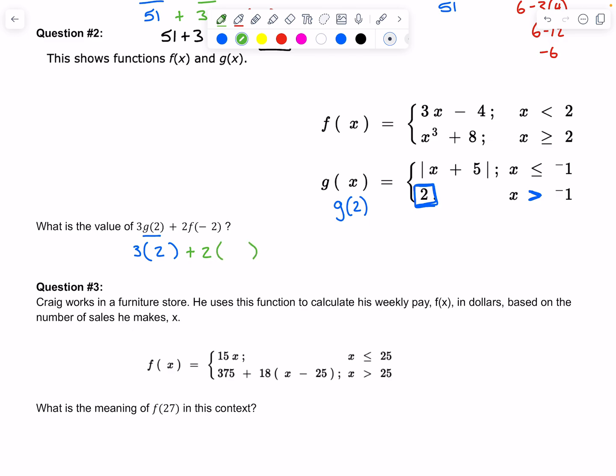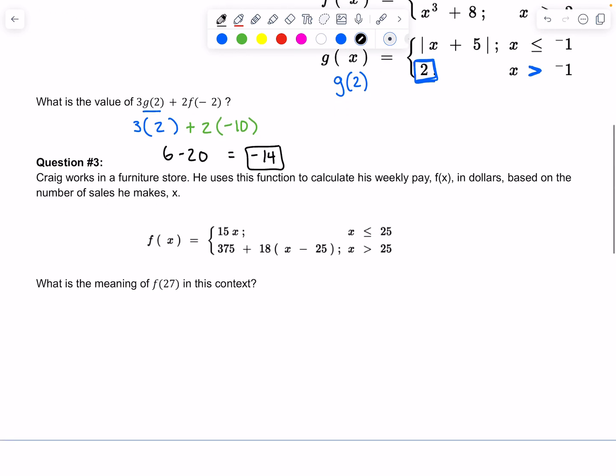So we come over to the functions, and we're going to find f of negative 2. Negative 2 is less than 2, so the first part of our function would make the most sense to plug it into. So 3 times negative 2 minus 4 will give us negative 6 minus 4, which is negative 10. So to put all that together, we have 3 times 2 is 6, plus 2 times negative 10, which is negative 20. And then 6 minus 20 is negative 14.